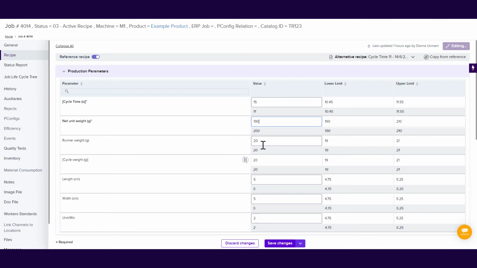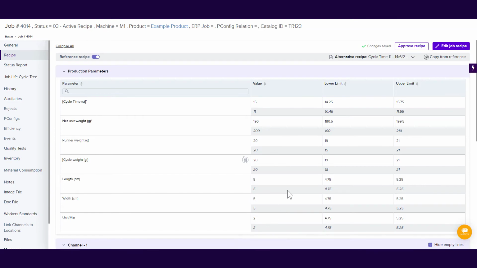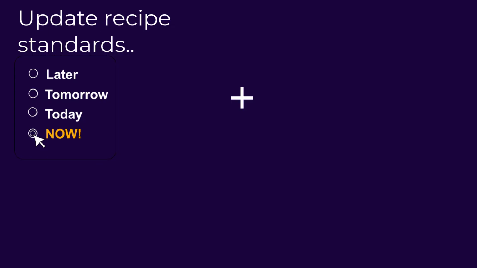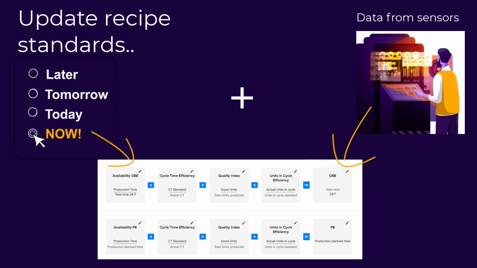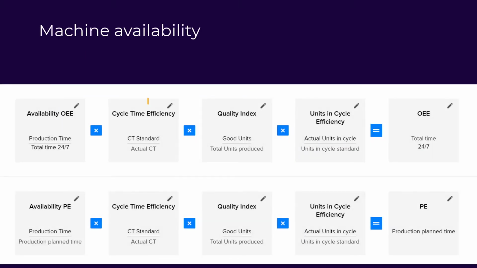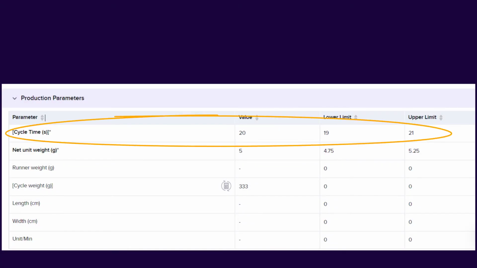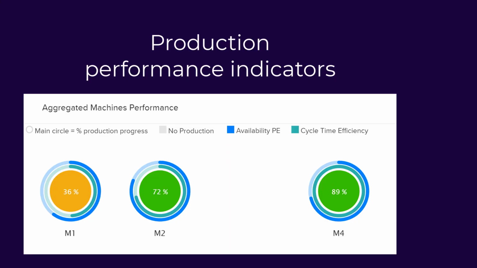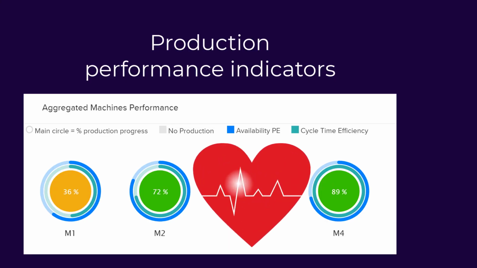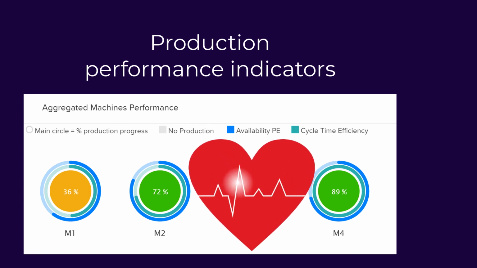It's essential that you update the values in the job recipe to accurately reflect the target values used on the production floor. The real-time data collected by sensors is measured against the standards set in the job recipe, which means that these recipe values are used for calculating the job KPIs, such as machine availability, cycle time efficiency, OEE, material efficiency, and other production performance indicators. For example, if the value for cycle time is incorrect, the derived performance calculations will be incorrect. Production performance indicators are the beating heart of the system, so now you understand why recipes are so important.